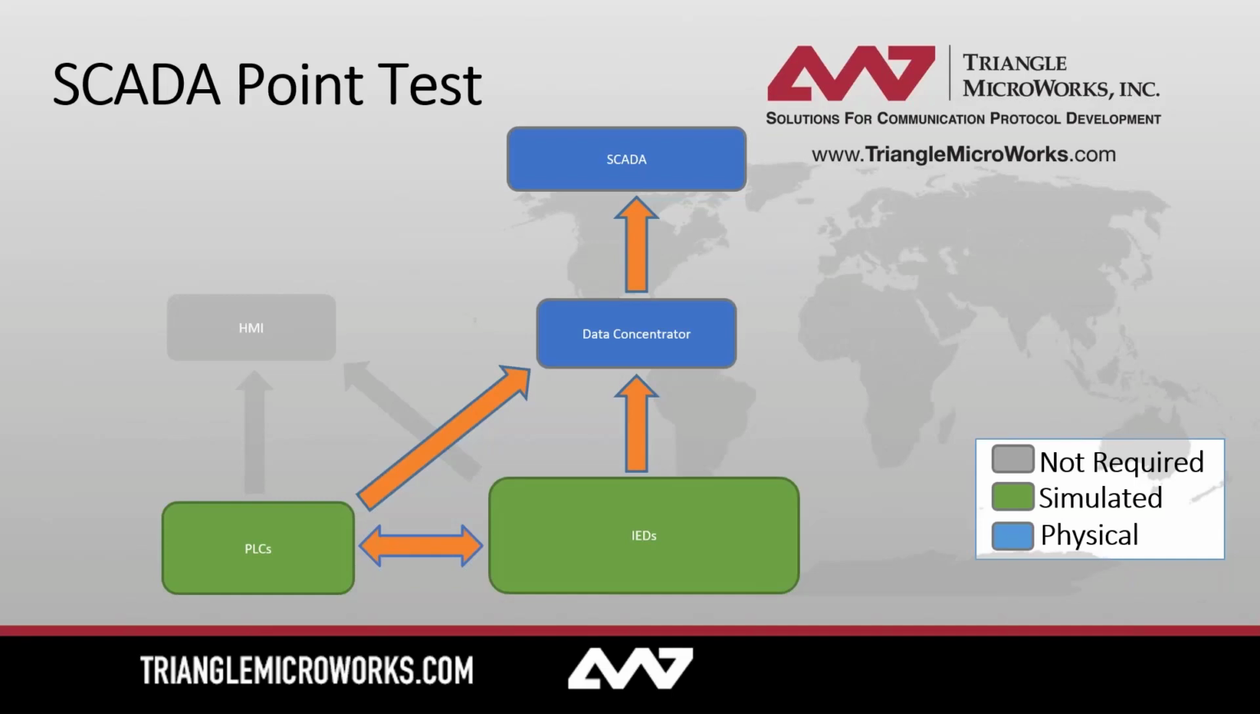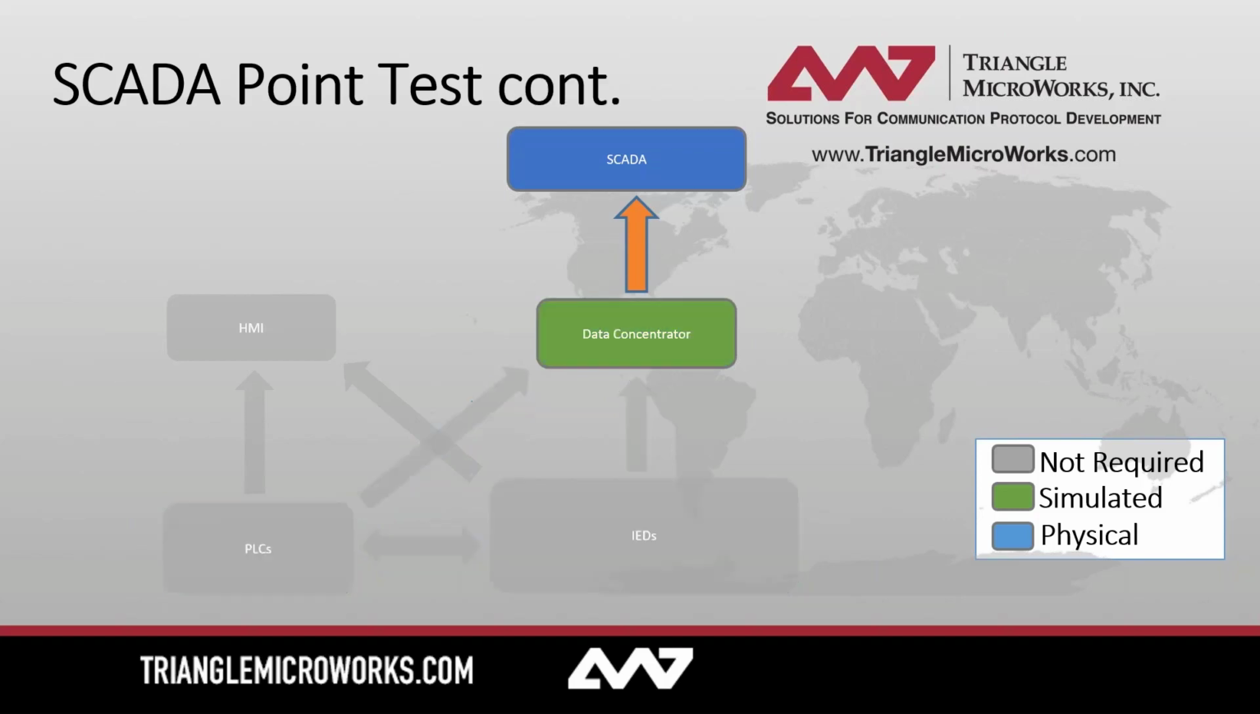This is our SCADA point test. So this is very similar to the data concentrator test, but now that we've verified that the data concentrator is working properly, we've now added in the physical SCADA system. This way, we can test that the SCADA is displaying what is necessary being passed up from the data concentrator. An alternative test for this would be if we just simulated the data concentrator in DTM, everything below would no longer be necessary to simulate in DTM, as we just really care about the outputs from the data concentrator up to the SCADA.